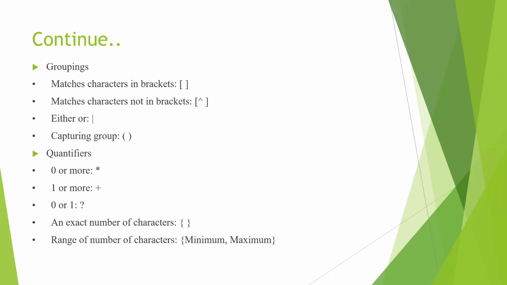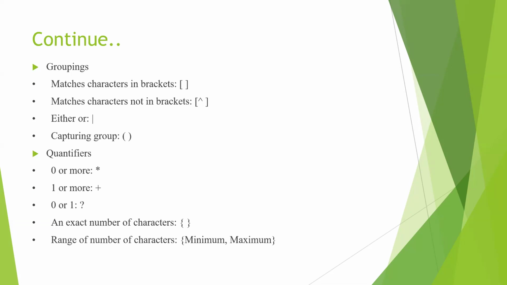Again, for grouping in a regular expression, we use the square bracket, which matches the characters in the bracket. If you don't want to match the characters, that can be specified with a negation within the square bracket. For either-or, we will use the or symbol. And for the capturing group, we will use the round bracket.